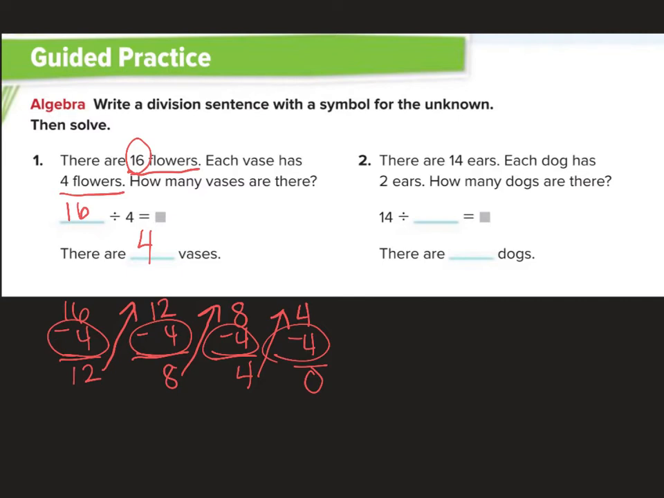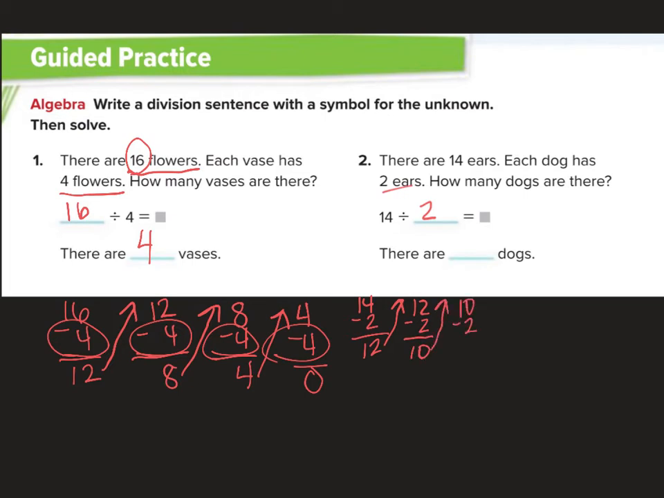Next one says, there are 14 ears. Each dog has 2 ears. How many dogs are there? Okay, so our problem is 14 divided by 2, 2 ears per dog. And then we want to know how many dogs are there. So if I start at 14 minus 2 is 12. 12 minus 2 is 10.